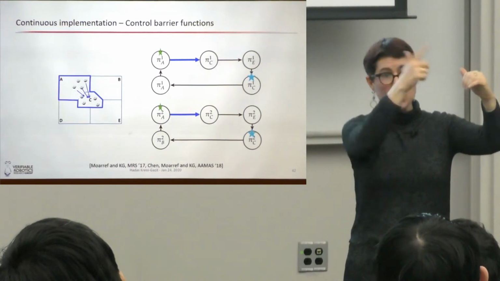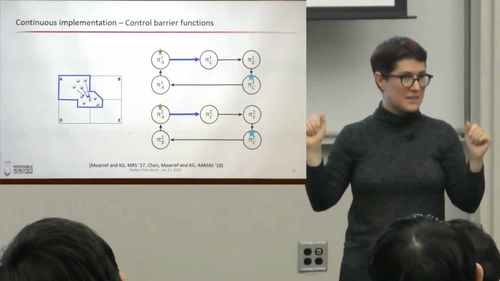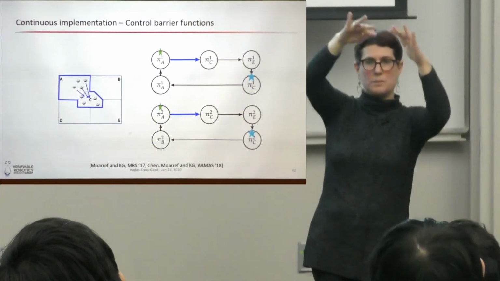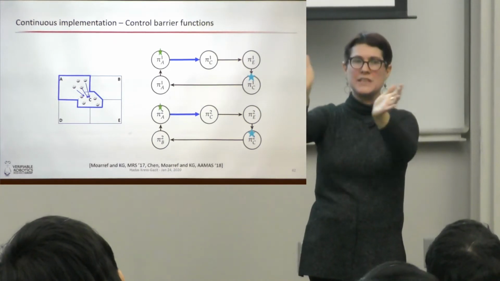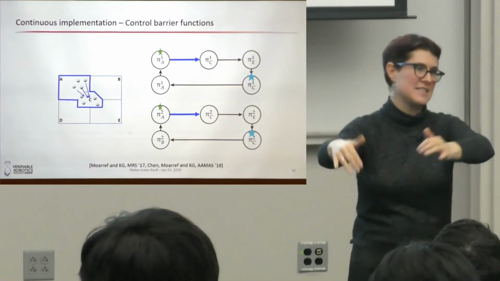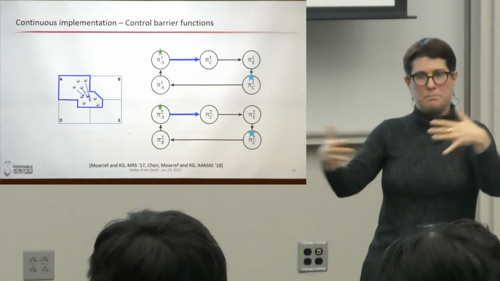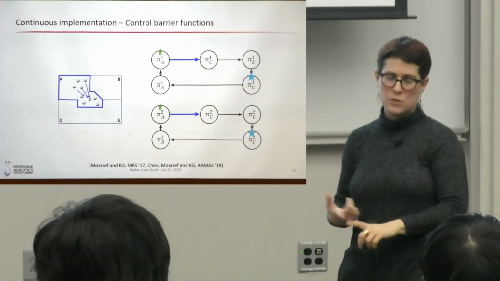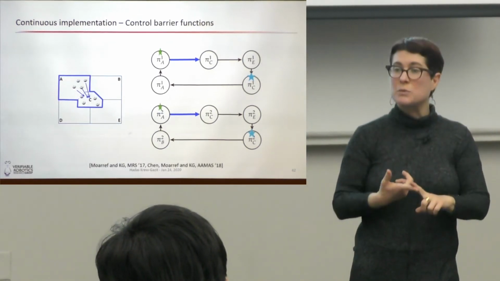But I also have to guarantee it's not going through anywhere else, because if it's going through anywhere else, I'm violating my discrete plan. So the way we do that is we create virtual walls around the boundary of the union of the two regions. And then we create a nominal controller, and it has control barrier functions that bump it away from these virtual walls. So these control barrier functions guarantee safety with respect to the walls.